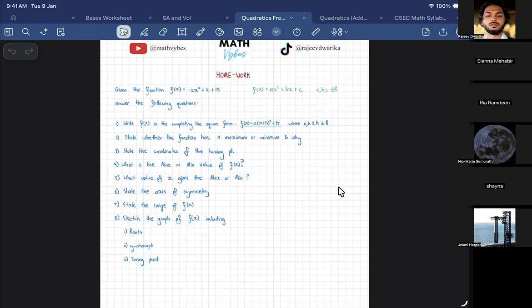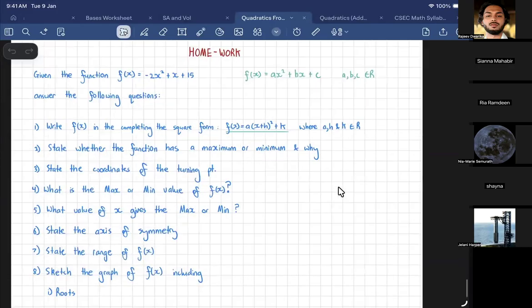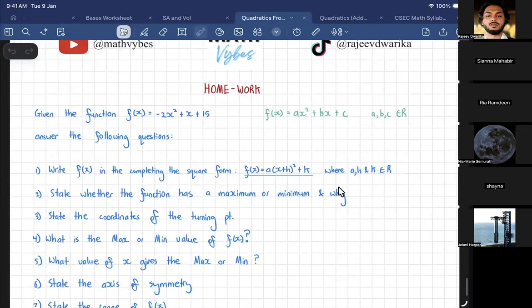All right, who wants to help me with this question? Actually, we're going to break it down into parts. So Ria, since I haven't seen you in the longest while, I want you to start us off. Give the question a read. Okay, given the function f of x equals negative 2x squared plus x plus 15, answer the following questions.